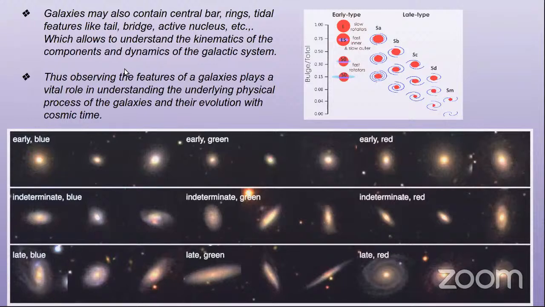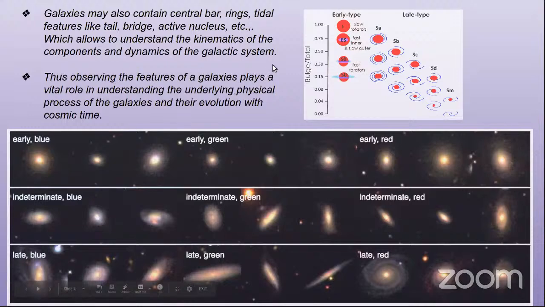The features of the galaxies also tell us how the galaxies evolved through cosmic evolution. Throughout the evolution of the universe, the galaxies have also evolved from time to time, and whatever we are observing currently is a time snapshot in its period of evolution.